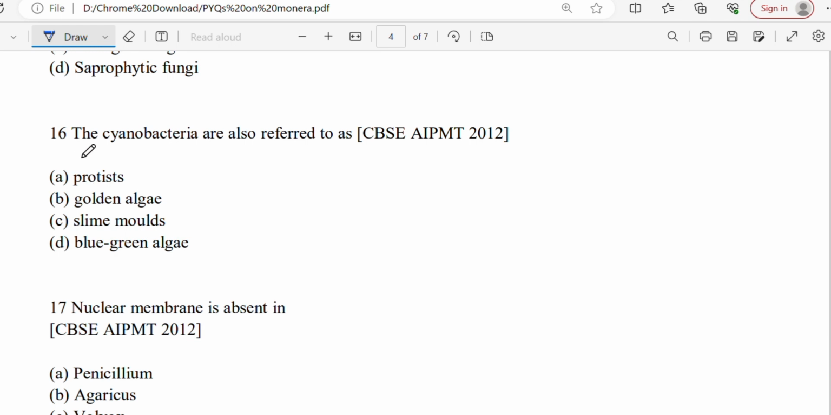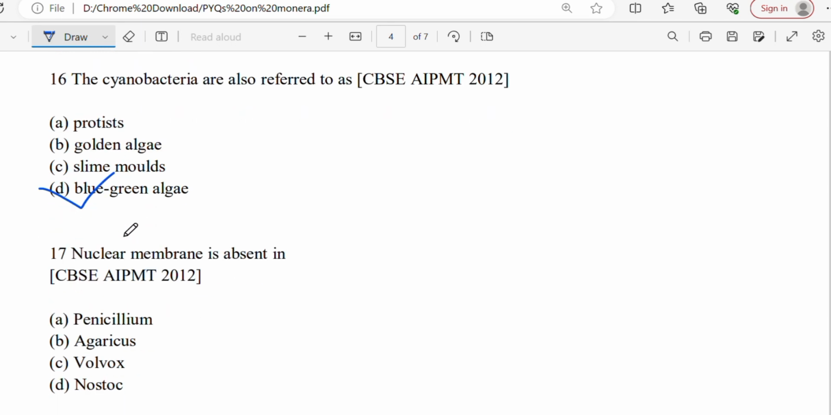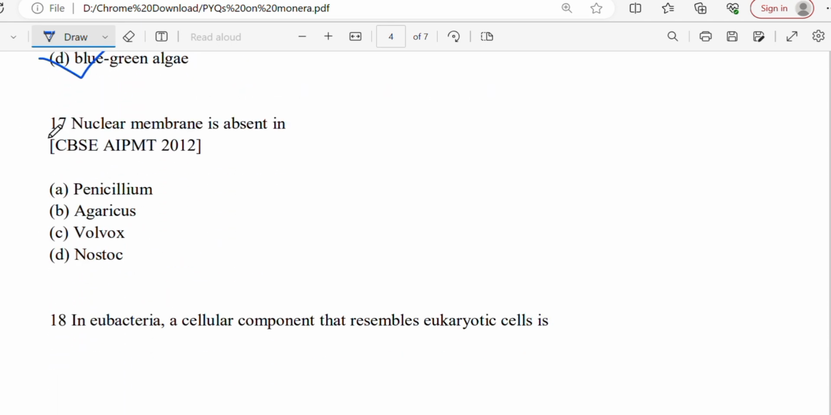Question number 16. The cyanobacteria are referred to as option A protist, option B golden algae, option C slime mold, option D blue-green algae. And the correct option is option D blue-green algae. Question number 17. Nuclear membrane is absent in option A penicillium, option B agaricus, option C volvox, option D nostoc. And the correct option is option D nostoc.